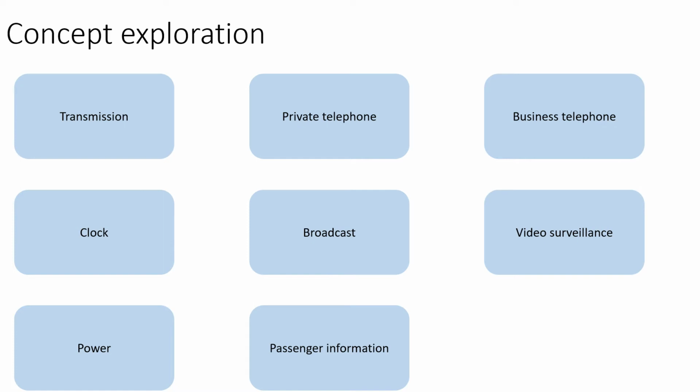The first one is the transmission function. This is the most important function in this system, as I said before, because it can connect each station and the traffic dispatching command center together. So other functions can feed back to the command center in time, and the staff will give different instructions for variable situations. The next one is the private telephone.